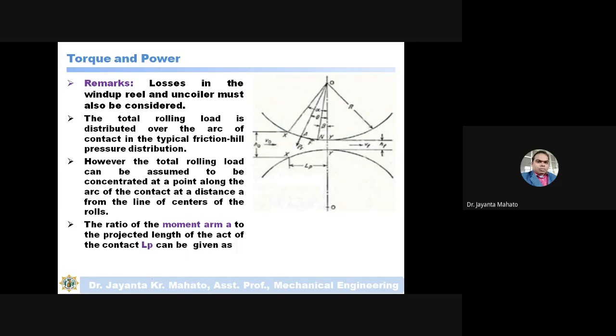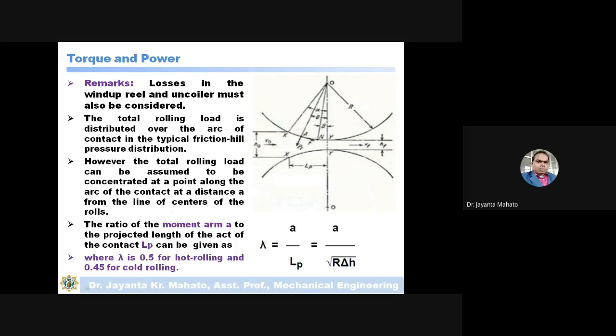So the moment will be nothing but that. The loss in the wind of reel and uncoil must be considered. The total rolling load is distributed over the arc of contact in the typical friction hill pressure distribution. However, the total rolling load can be assumed to be concentrated at a point along the arc of contact.